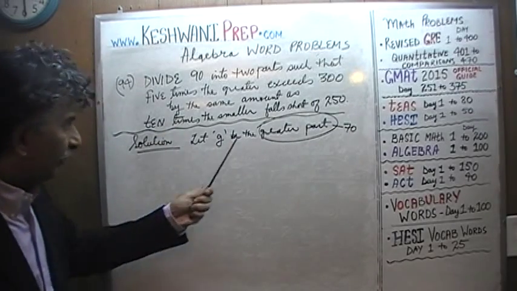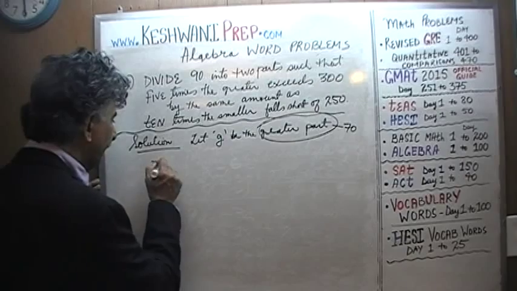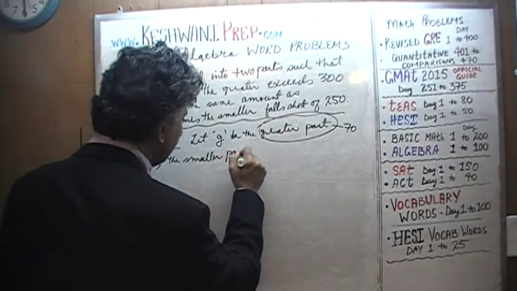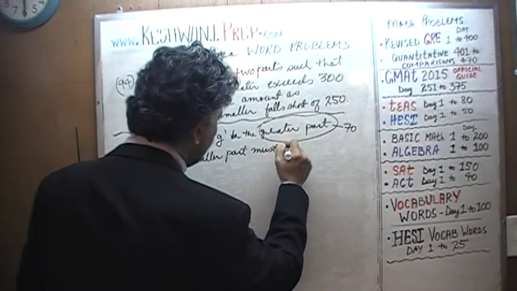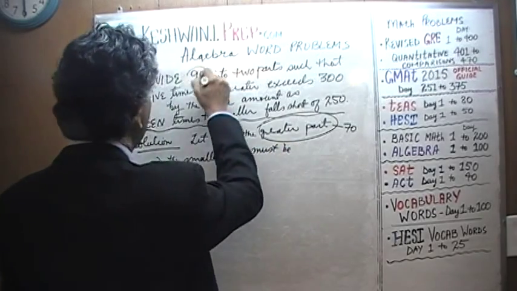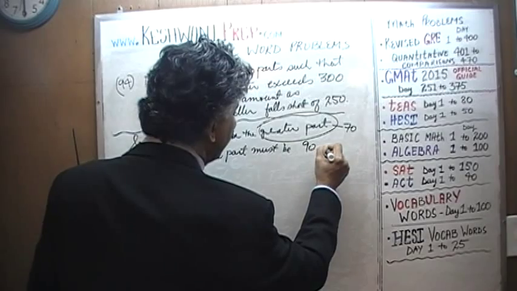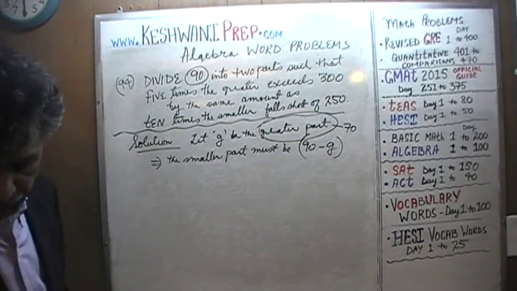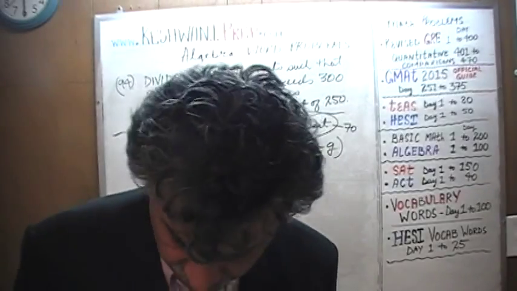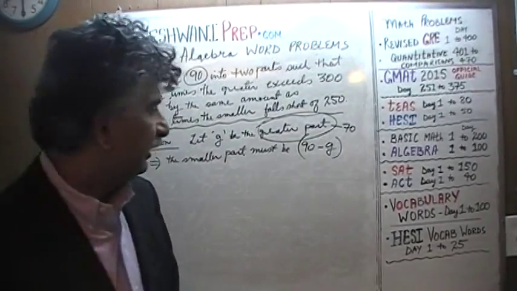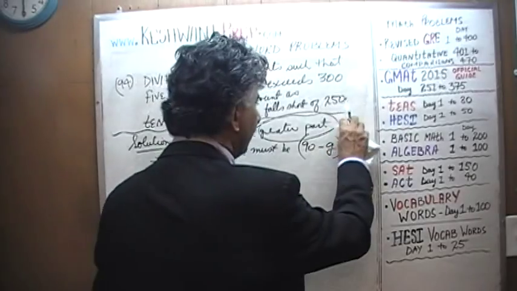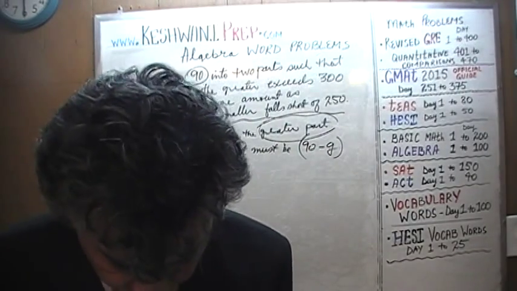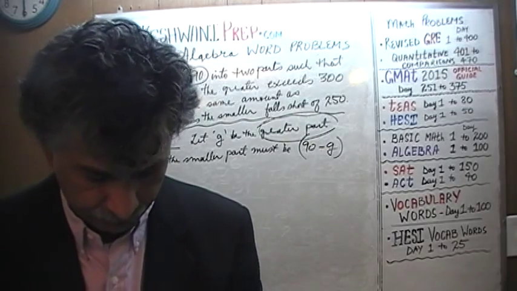So, if G represents the greater part, that implies that the smaller part must be the total minus the greater part, which we are representing here with the letter G. And we can see here, by substituting a number, it makes sense. I'm going to erase this now because we don't want to confuse ourselves. So that's how we represent the smaller part.